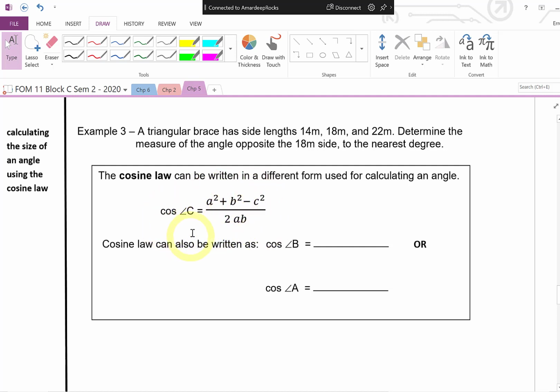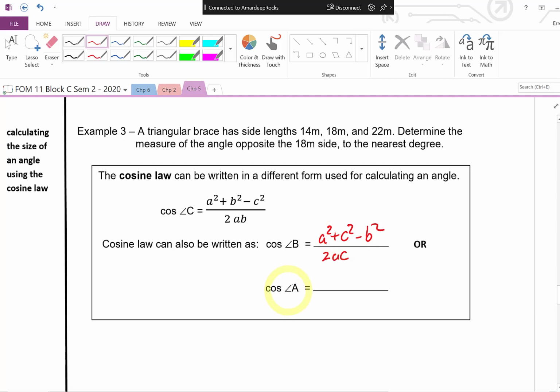Again, here's a pattern for this. Whatever angle you're looking for, that's what you're going to subtract, times 2 times the other two sides. So here we go again. Cosine B, well, that means it must be a squared plus c squared minus b squared, and then 2 times these two, ac.